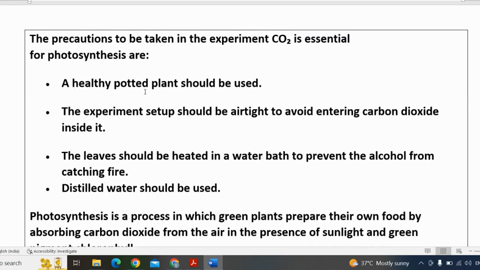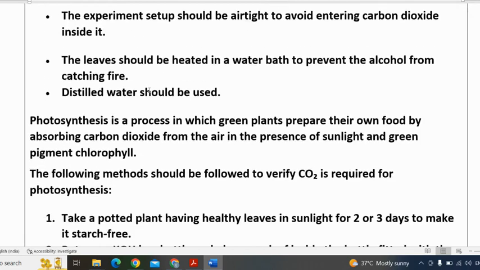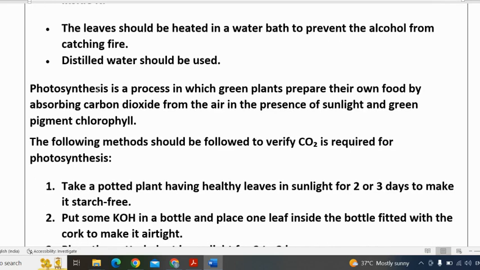So precautions are: a healthy potted plant should be used. The experiment setup should be airtight to avoid carbon dioxide entering inside it. The leaves should be heated in a water bath to prevent the alcohol from catching fire. Distilled water should be used.